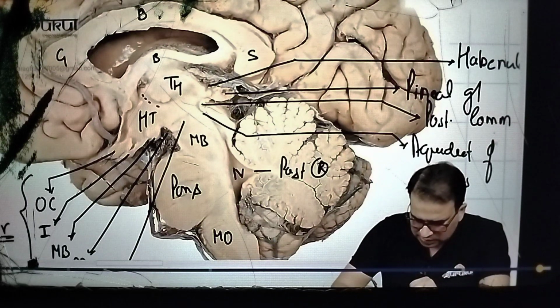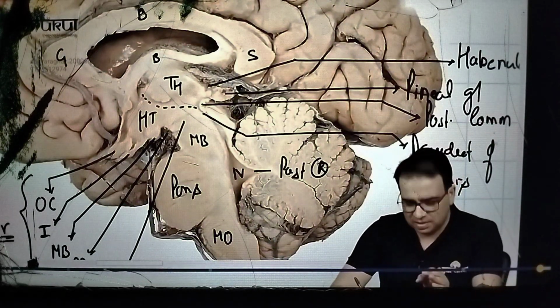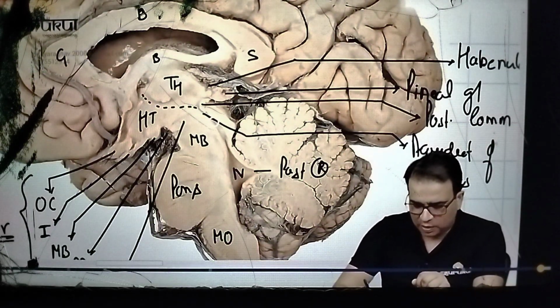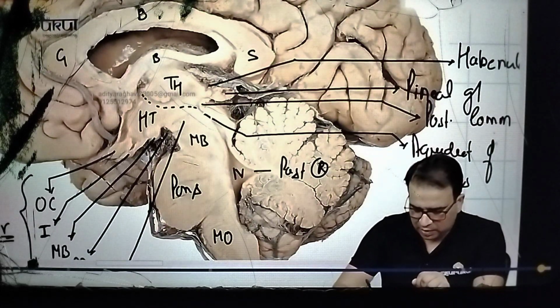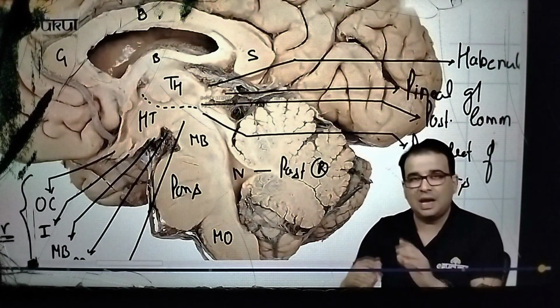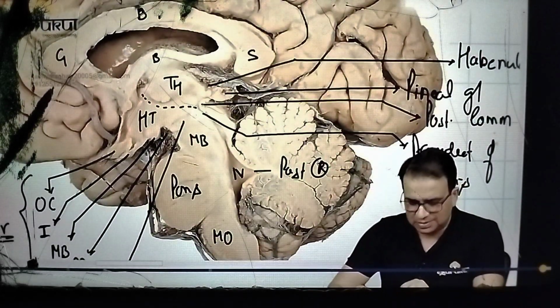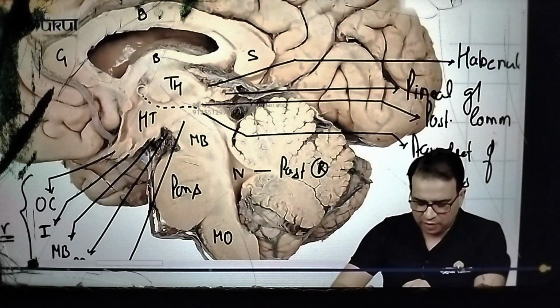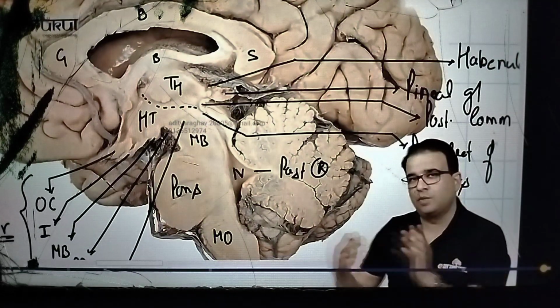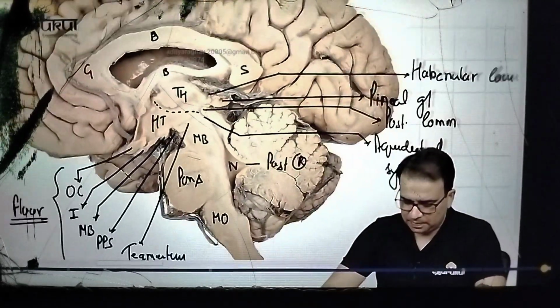This sulcus is called the hypothalamic sulcus, which is guiding the CSF from the interventricular foramen to the aqueduct of Sylvius. They are present in the lateral wall of the third ventricle. The thalamus and the hypothalamic sulcus, guiding the CSF from the interventricular foramen, which is here, to the aqueduct of Sylvius, are forming what wall? The lateral wall of the third ventricle.